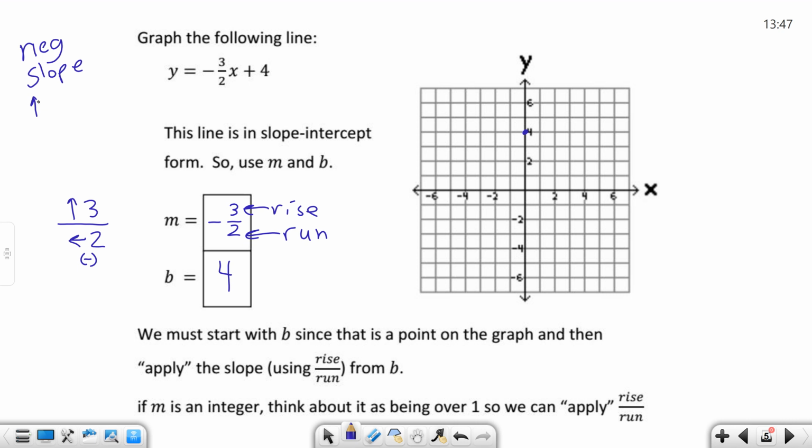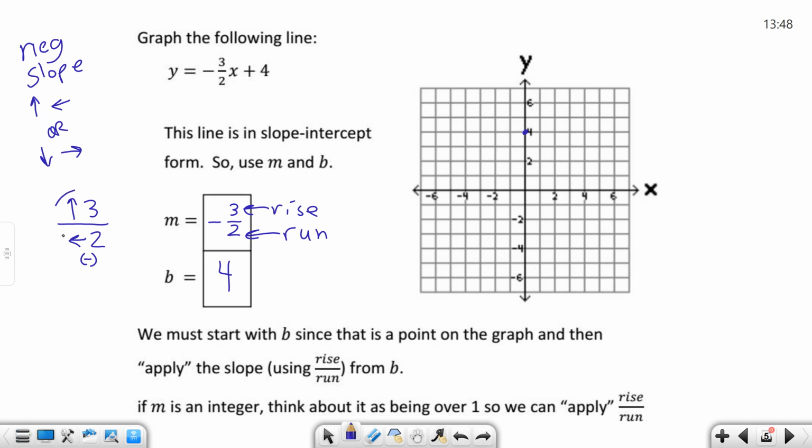So with a negative slope, I'm either going to go up and then left, or I'm going to go down and right. With this one, this was my negative, and with the down and right, this was my negative. For a negative slope, the only way to get a negative number is to have either a positive over a negative or a negative over a positive, right? They can't both be the same sign or it will be positive. So the negative slope is either up and left or down and right.